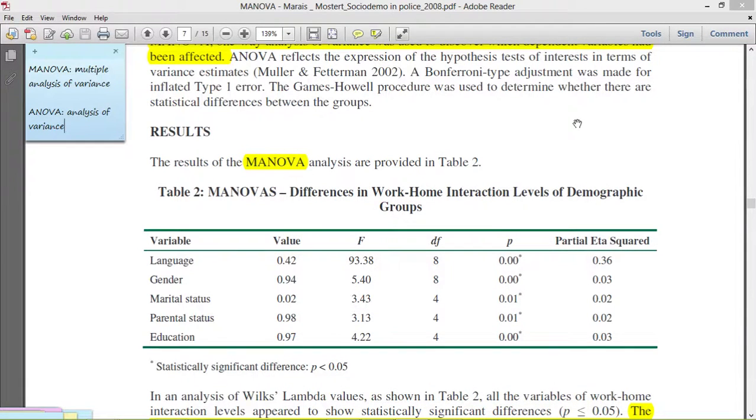Okay, so in this video we're going to go through MANOVA and ANOVA. And as you should notice, the Word document is now in the left-hand half of the screen. So the thing is, we're not going to go through the theoretical background.